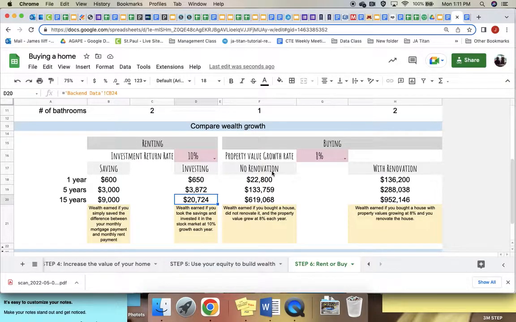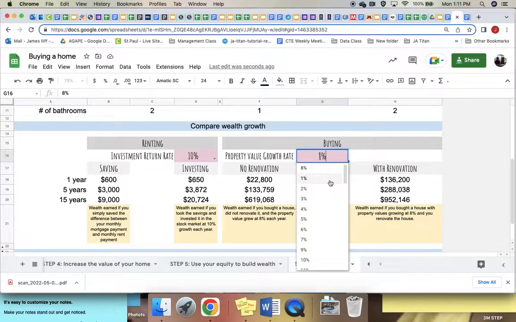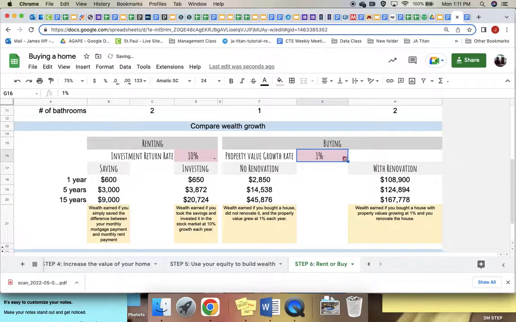Okay, but look at this. Let's imagine that they bought a house with no renovation. Now their wealth is going to be $22,000 after 1 year. That's just the value increase of the home. $133,000 after 5 years, and almost $600,000 at an 8% property value growth. And again, they can come here and play with this. So if they wanted to say 1%, etc., they could see how it plays out.